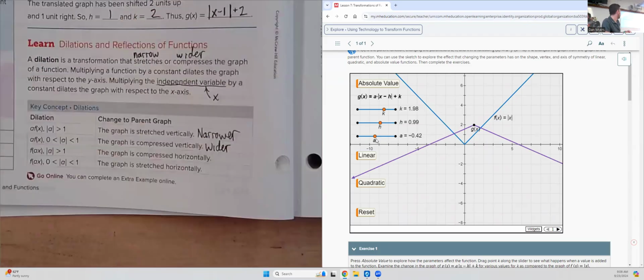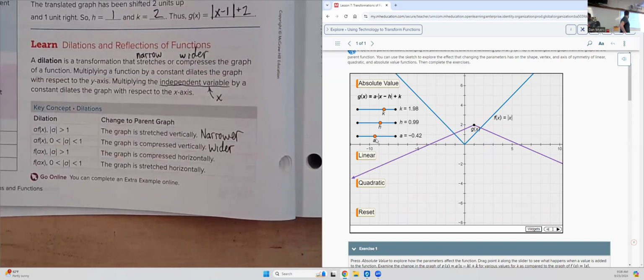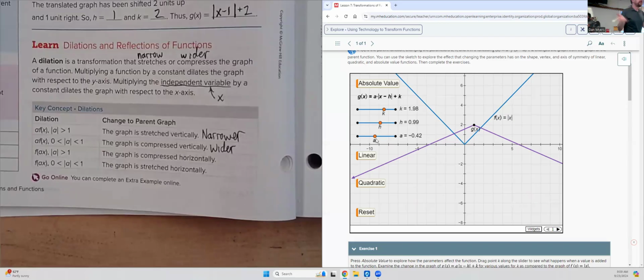And the reason why it's in reference to 1, greater than 1 versus less than 1, is because 1 means that there is no value of a. This one had an a value of 1 because there's nothing out there. Multiplying by 1 doesn't change anything. So it doesn't make it narrower or wider, because 1 doesn't make a difference with multiplication.